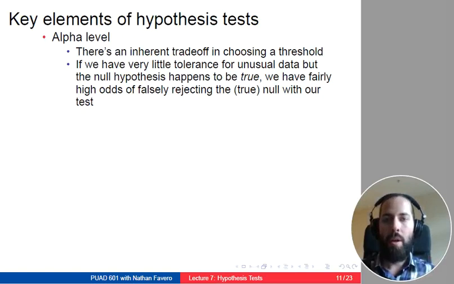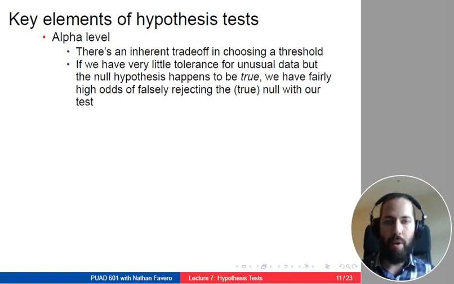So first of all, one option is to have very little tolerance for unusual data. In other words, if the sample looks just a little bit different from what we stated in the null hypothesis was true of the population as our benchmark, if the data differs just a little bit from that, we're going to reject the null hypothesis. That would be one approach.